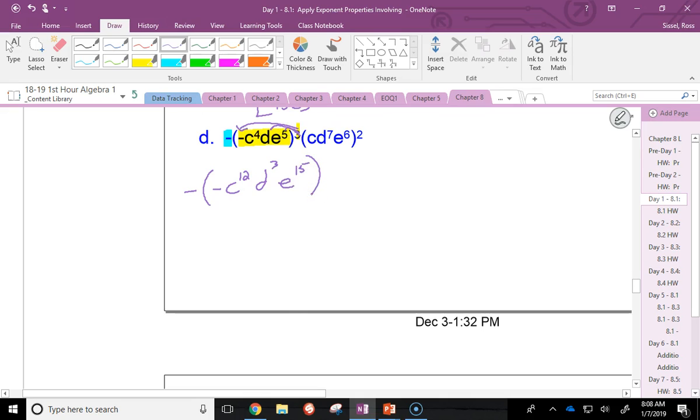Does that all make sense so far? Not too difficult, right? The next one is, let's distribute the 2 to this. C squared. D would become 7 times 2 is 14. And e to the 12th. Okay.